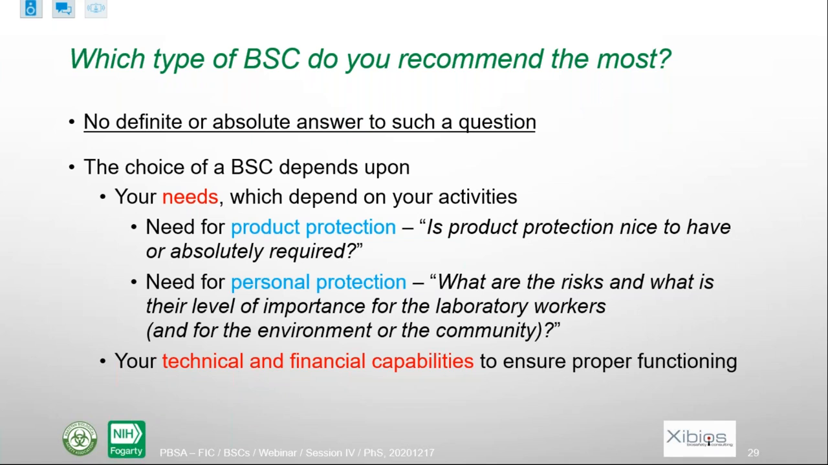तो ये सवालात हमें बताएंगे कि हमें सबसे पहले बायोसेफ्टी कैबिनेट खरीदना भी है या नहीं, और फिर कौन सा खरीदना है ये भी हमारी रिस्क असेसमेंट हमें बताएगी. जहाँ पर हमें प्रोडक्ट प्रोटेक्शन की इतनी ज़्यादा ज़रूरत नहीं है तो वहाँ पर हम क्लास वन को भी ऑप्ट कर सकते हैं, ठीक है. जहाँ पर हमें बहुत ज़्यादा ज़रूरत है प्रोडक्ट प्रोटेक्शन की, तो फिर हम क्लास टू की तरफ जा सकते हैं.